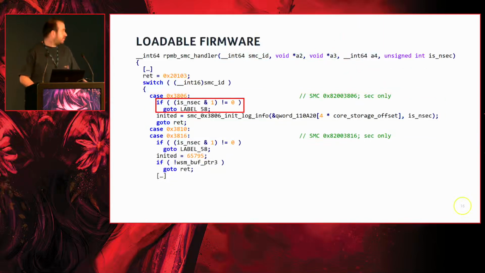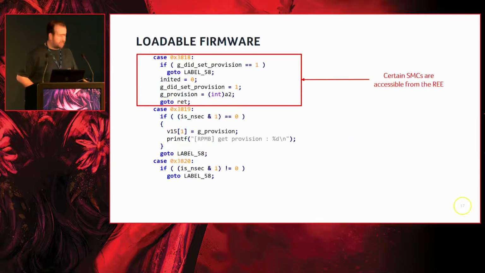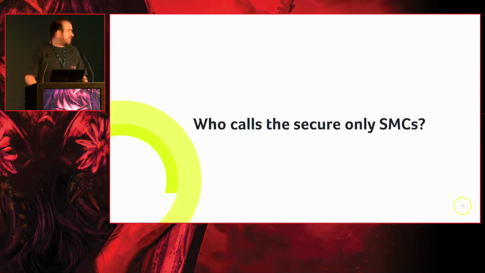Then there is a 5th argument, which we called is_nsec, and this specifies whether the caller was running in secure or non-secure mode. So what this means is that all these loadable firmwares have a way to identify who called the loadable firmware SMC, and they can decide whether a certain SMC is only allowed to be called by the TE, like it is in this case, or if it is allowed to everybody. So even the RE would be allowed to invoke certain SMCs. For now, let's take a closer look at the secure-only SMCs.